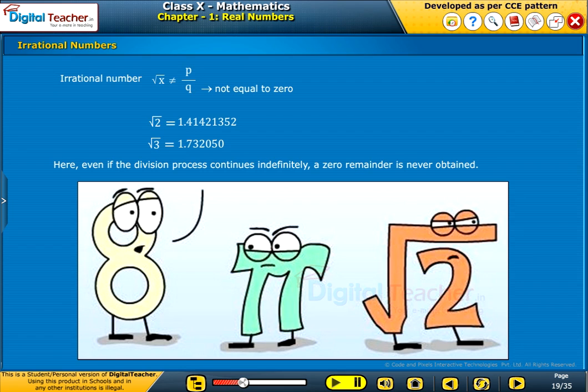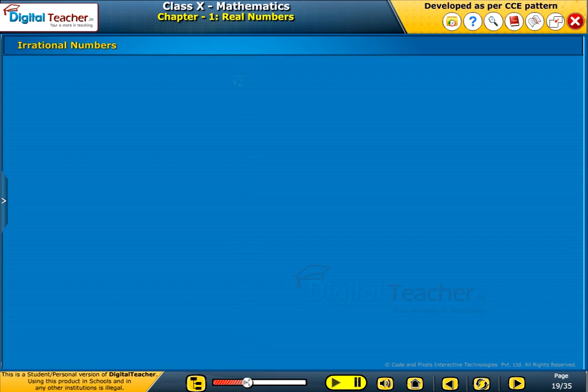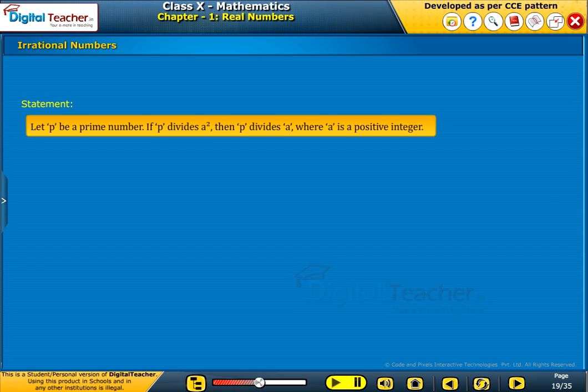Let us look into some examples that we are familiar with. We will also prove that √2, √3, √5 and in general √p is irrational, p is a prime. Before proving, let us state and prove a theorem with the help of the fundamental theorem of arithmetic. Consider the following theorem. Its statement is, let p be a prime number, if p divides a square, then p divides a, where a is a positive integer. The proof of this statement is based on the fundamental theorem of arithmetic.